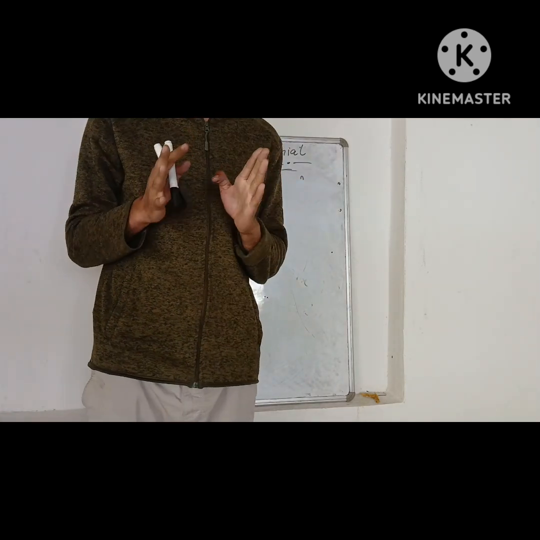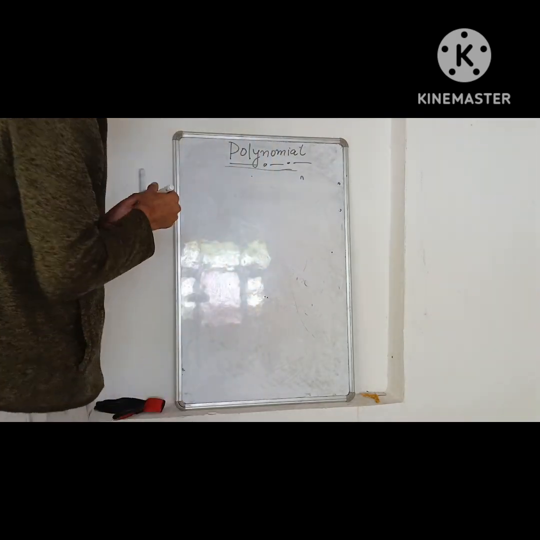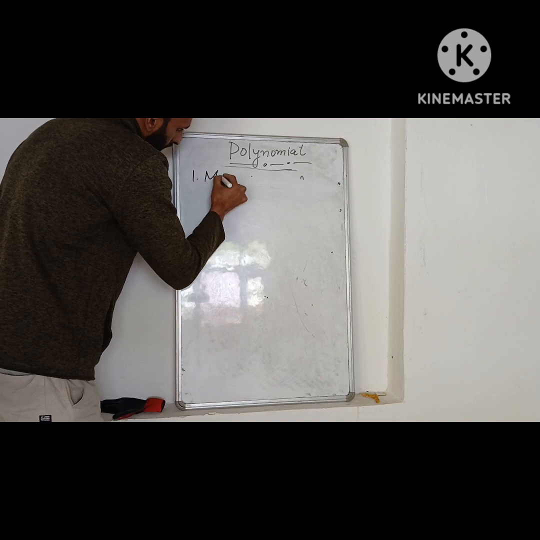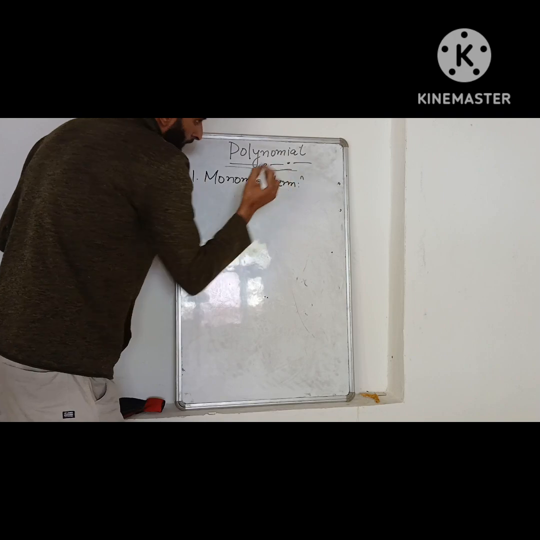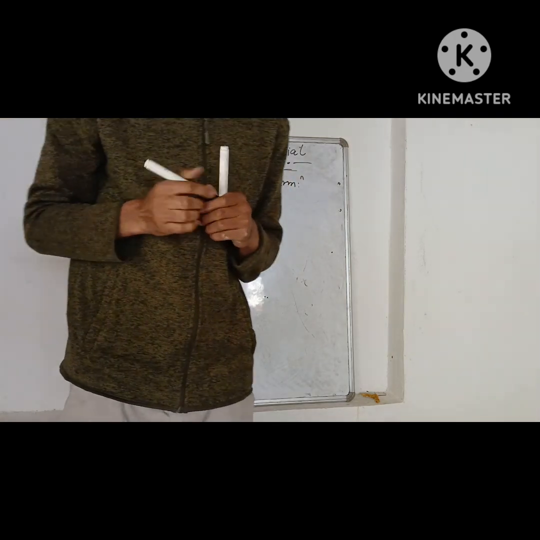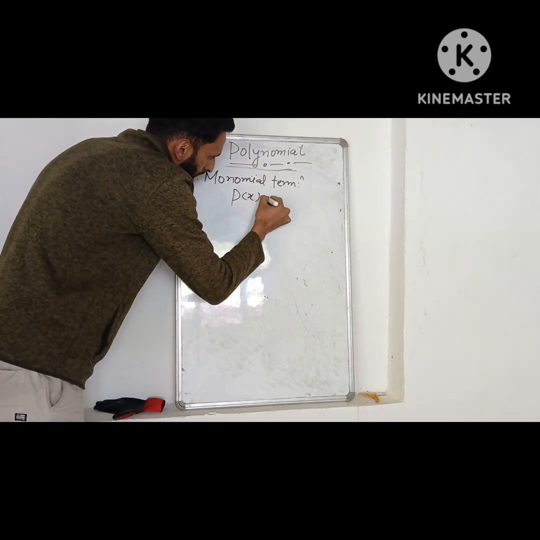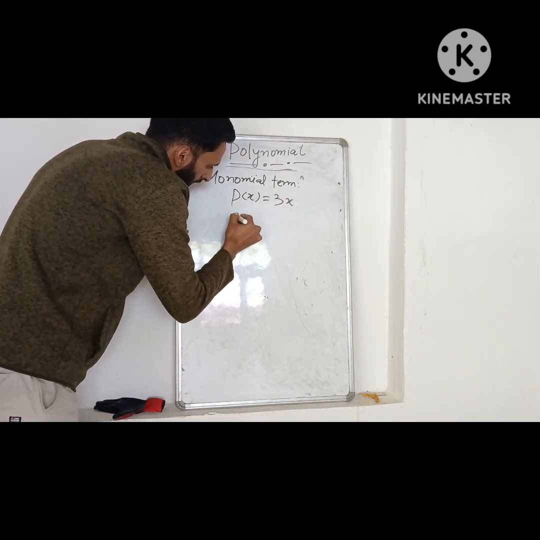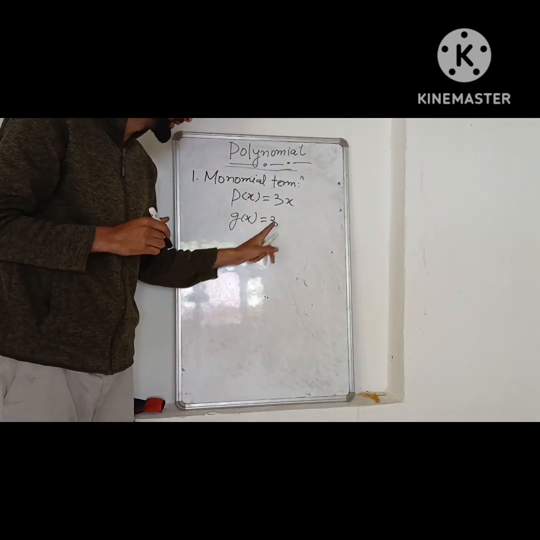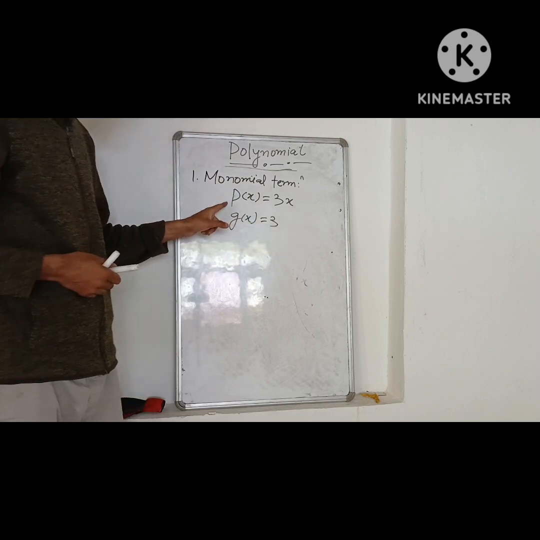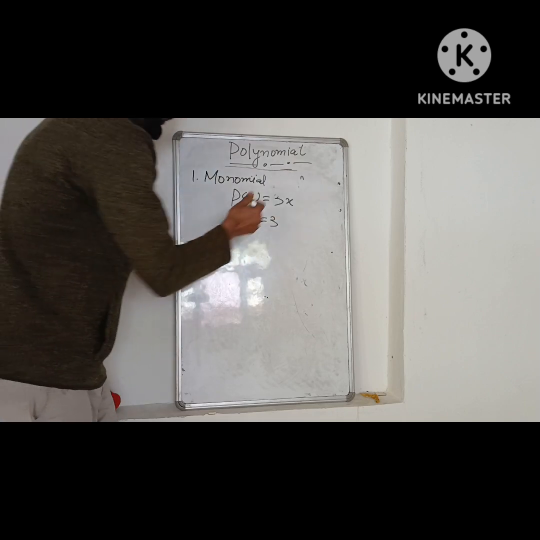It was on the basis of degree. Now I will differentiate the polynomials on the basis of terms. First is the monomial. Monomial means a polynomial which has only one term. Say I am taking polynomial p of x which is equal to 3x, or I can take another example g of x which is equal to 3. This is also a term. Earlier I told you this is also a term, product of variable and constant. So sorry, this is not a monomial term, this is a monomial polynomial.